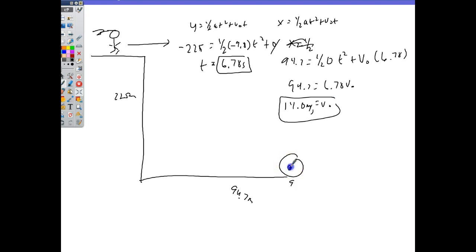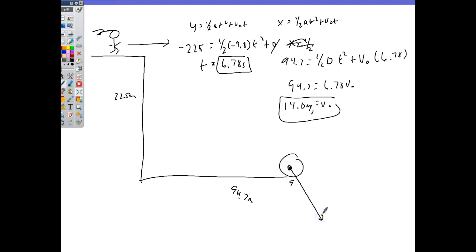So now we know she's going to hit the net going which direction roughly? About 66.4 meters per second. Okay, but which direction would she hit it? Straight down? No, at an angle. Okay, so let's make sure we got that angle figured out.